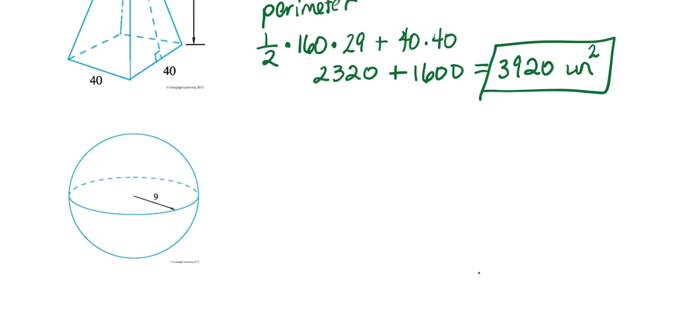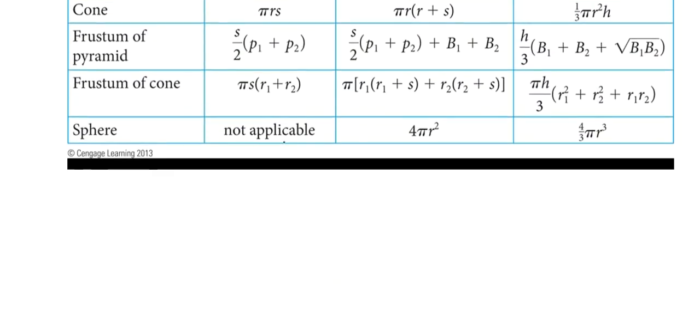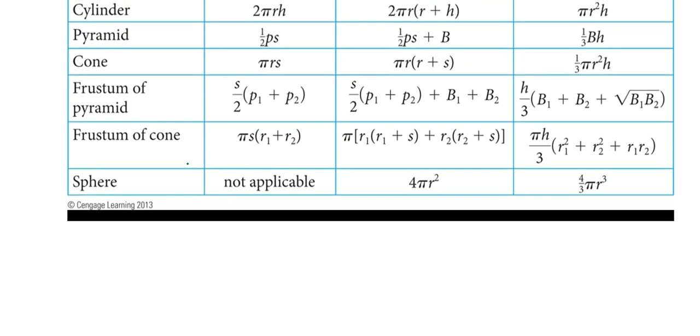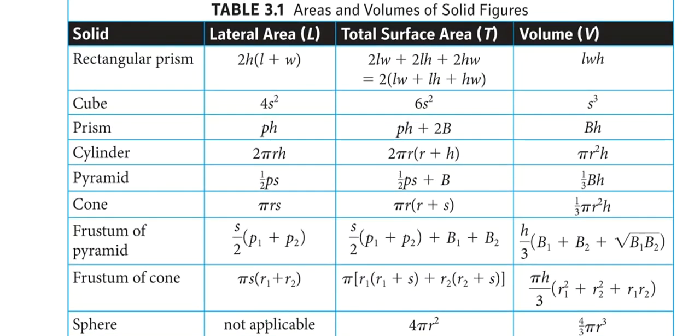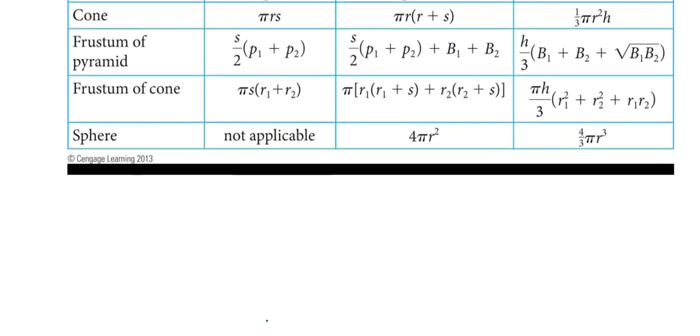Last but not least, I have the sphere. We're going to go ahead and find the volume of this. So for instance, if I had a ball, it would be how much air is inside of the ball. I have a sphere. Notice it says not applicable under the lateral area. A sphere doesn't actually have just a side with a top and a bottom. It's all encompassing, so there is no lateral area for a sphere. It either has the total area or it has the volume. Our formula for the volume is 4/3 pi r cubed.